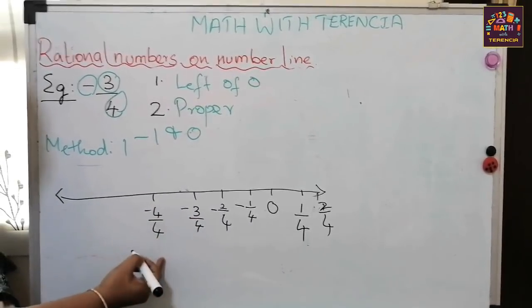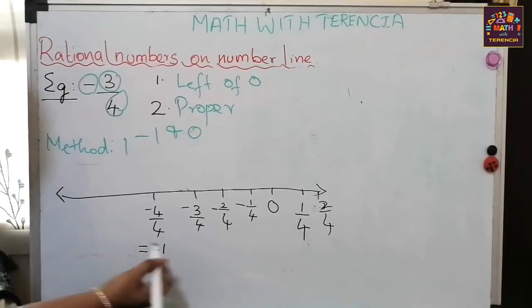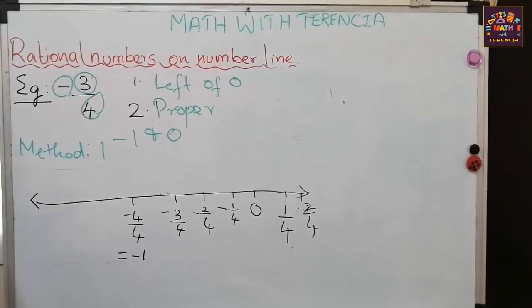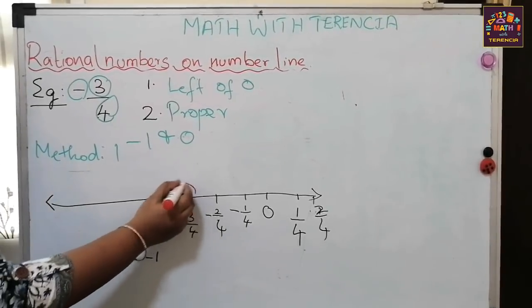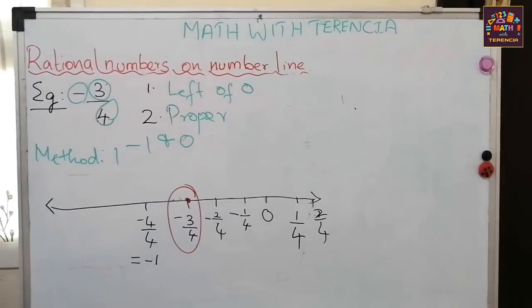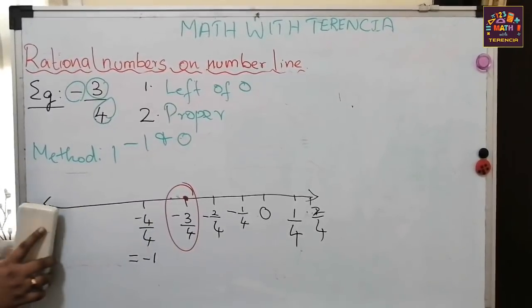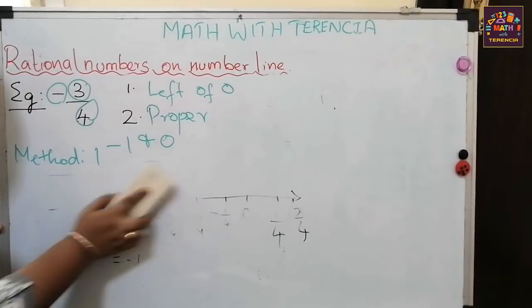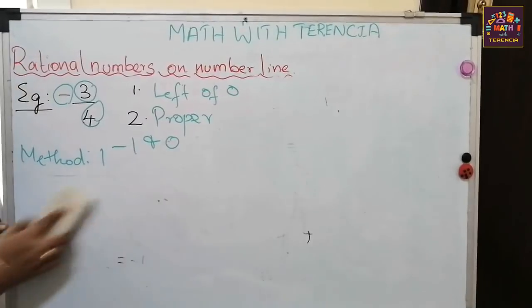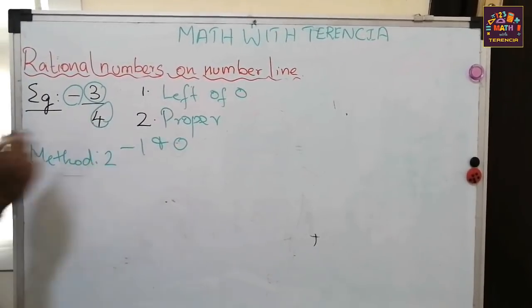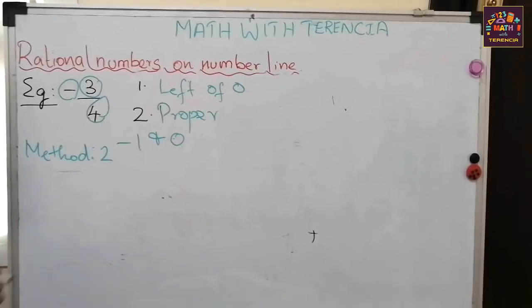What is minus 4 by 4? Minus 4 by 4 is nothing but minus 1. So we can stop with it. Now we can easily plot minus 3 by 4. So this is method 1. Now let's see method 2. Most of the children will use only method 1 as it is easy. Now we'll move on to method 2.